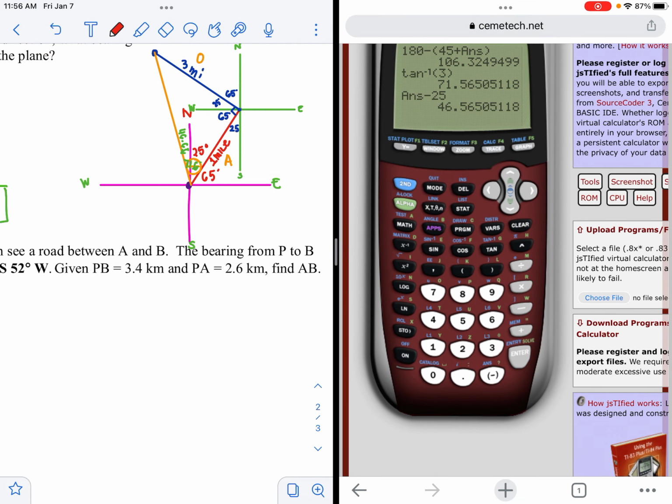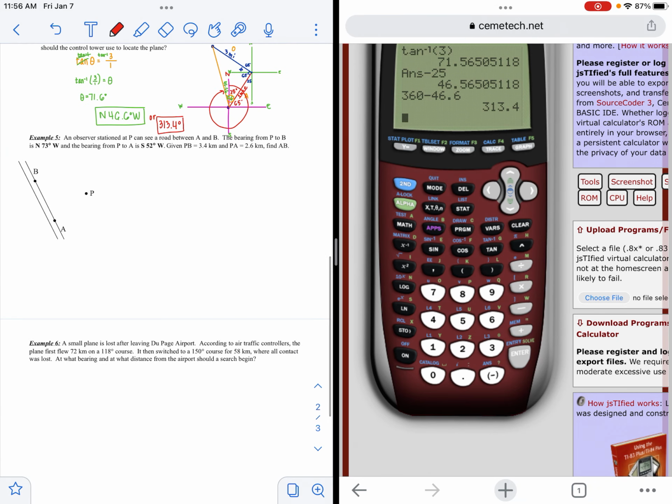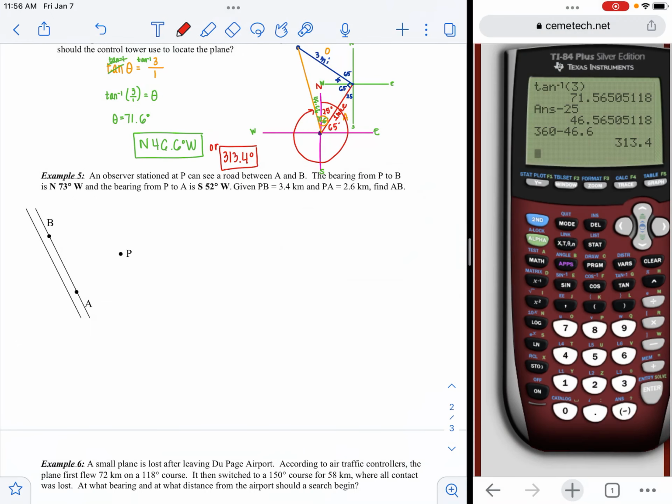You could have also, just as an FYI, I'll show it, but you don't have to do both. You could have also said what this angle is. So you could have done 360 minus 46.6, and you could have used the answer of 313.4 degrees. So that's also an answer that is allowed. Okay. All right. Next one.